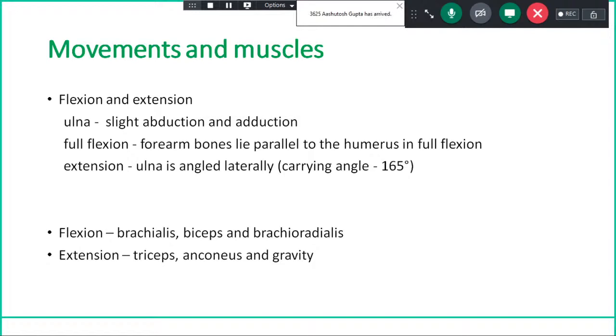The skin and joint is supplied by the same nerve which supplies the muscle. The nerve which supplies the muscle, that only will supply the joint and the skin nearby. Hilton's law: supply the joint and skin. Okay.